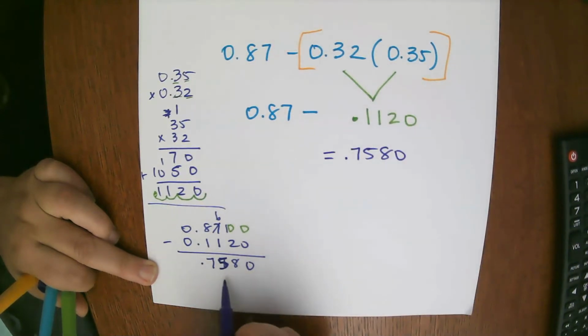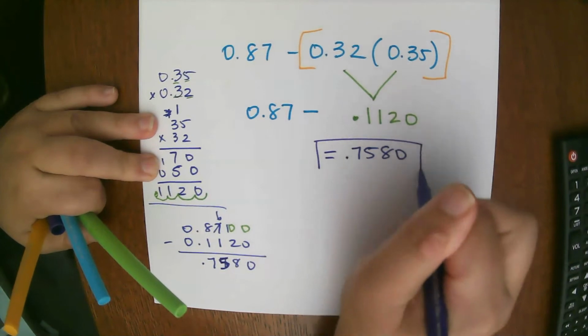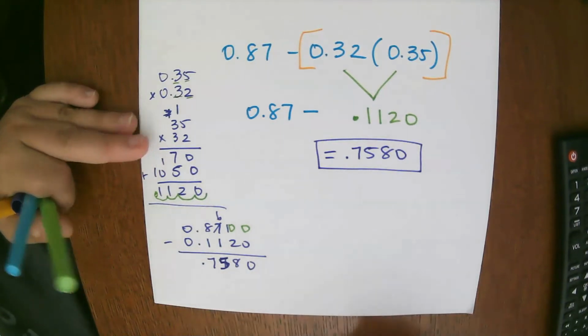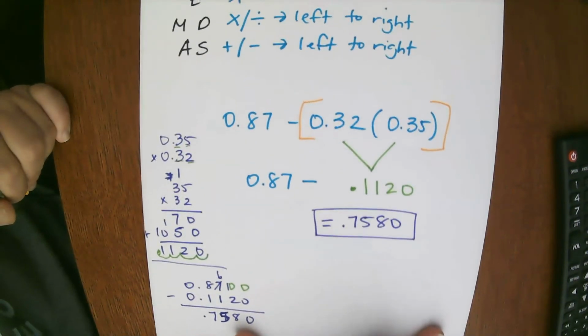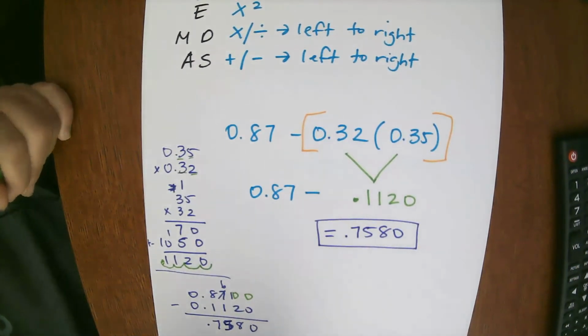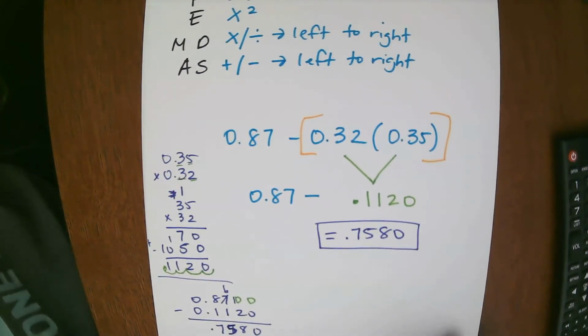Okay, so your answer is 0.7580. This is your tenths, hundredths, thousandths, ten-thousandths. So this is 7,580 ten-thousandths. That's how you would say that. Or you can even say 758 thousandths, because you don't technically have to include that 0, but we just went ahead and did that. Does that make sense? Hopefully that makes sense to you guys.